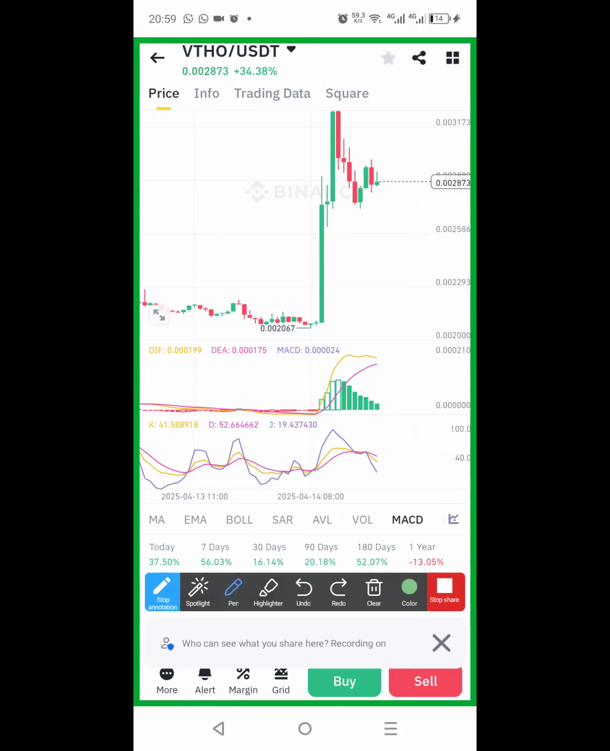Though all these indicators are very useful, each has its own usefulness. But the ones that are very, very useful are this MACD. This MACD is very useful. This BOLL is very useful. This volume is useful.